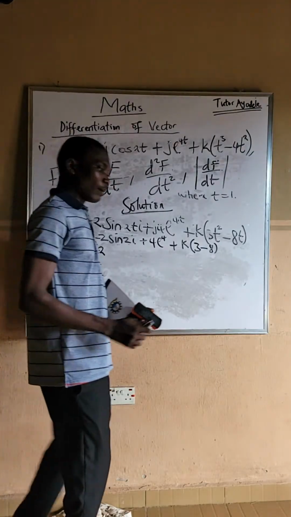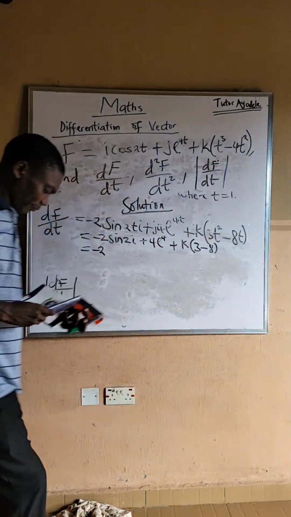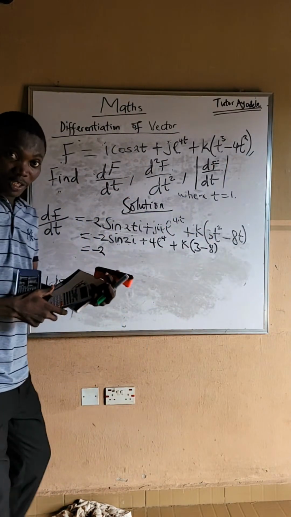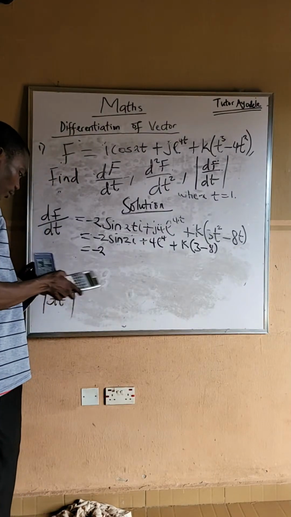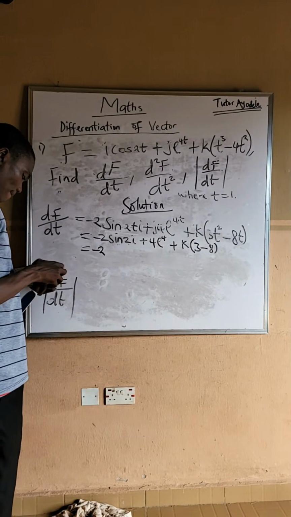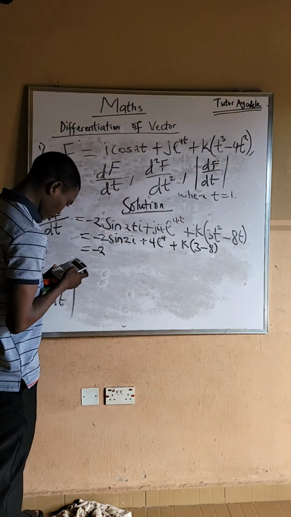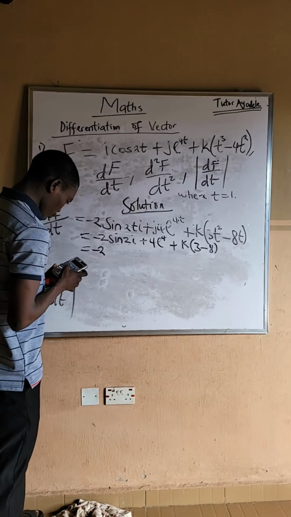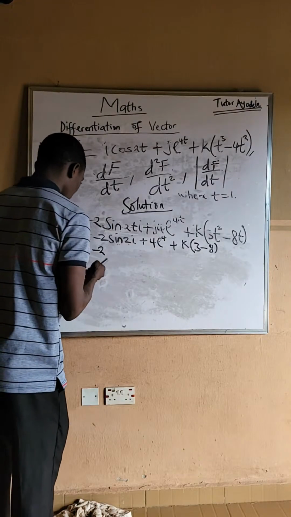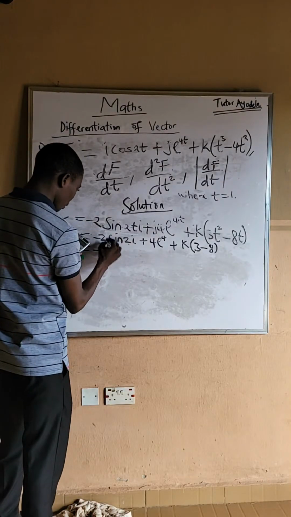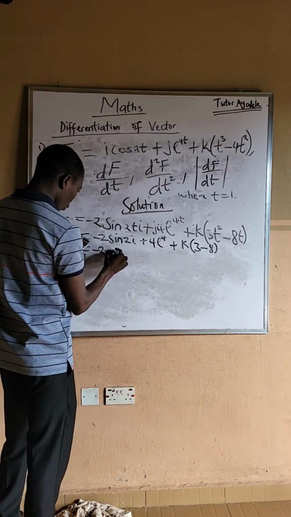Alright, let me bring my own calculator. Okay, this is my own calculator. Alright, let's solve. Sine 2. My own calculator gave me, at least, this is minus 2 times sine 2, so it will be times 0.